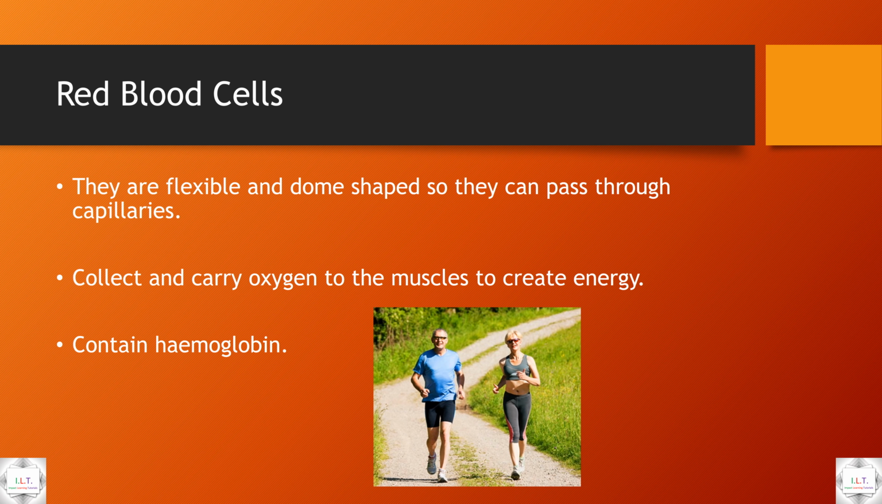Red blood cells. These are flexible and they're sort of in a dome shape so that they can pass through the capillaries, and they collect and carry oxygen to the muscles to help create energy. And these contain something called hemoglobin. So without red blood cells it would become very, very difficult for oxygen to be able to get to the muscles, allowing us to perform activities.